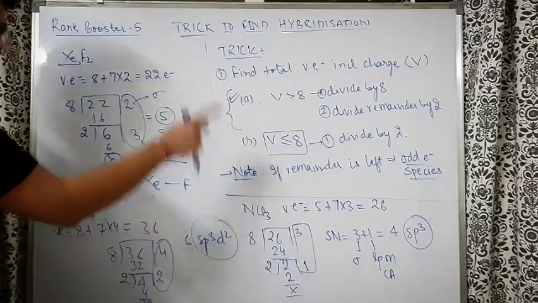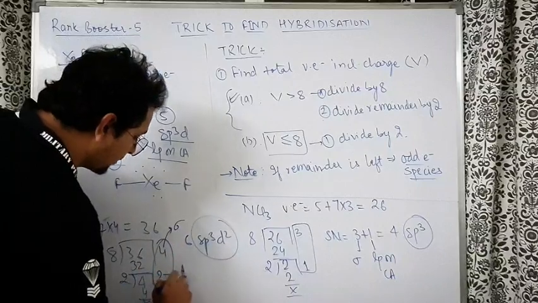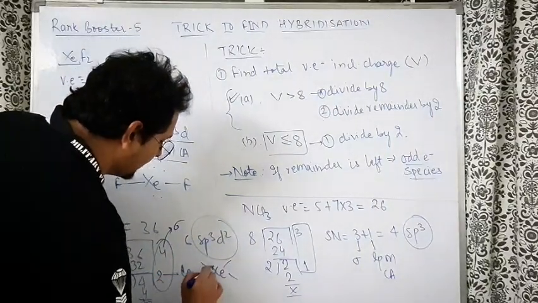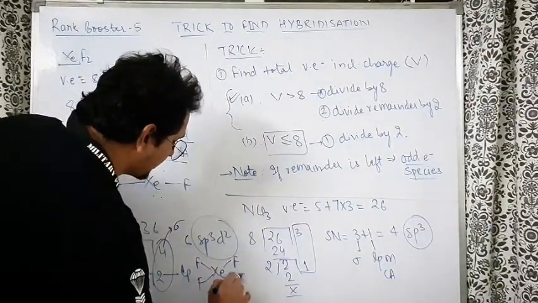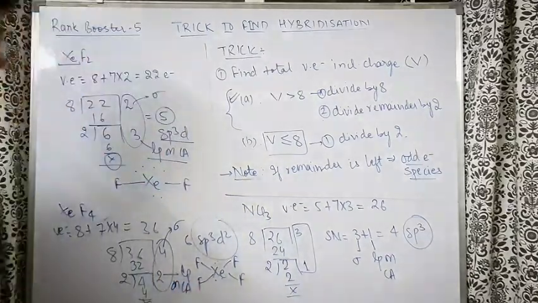sp3d2, 6, that is there at the beginning of the chart. So understand, 4 sigma bonds are there, 2 lone pairs are there. So, bhaiya, very quickly you can write 4 fluorines as sigma bonds and 2 lone pairs like this. So how many lone pairs on the central atom? 2 lone pairs on the central atom.